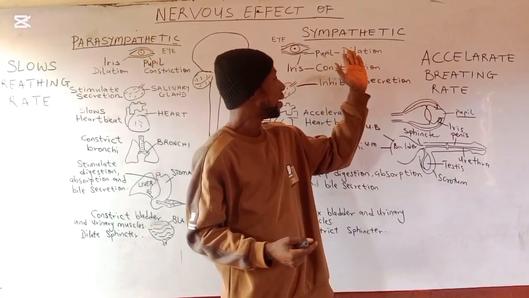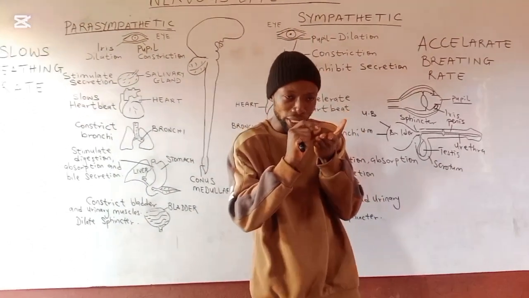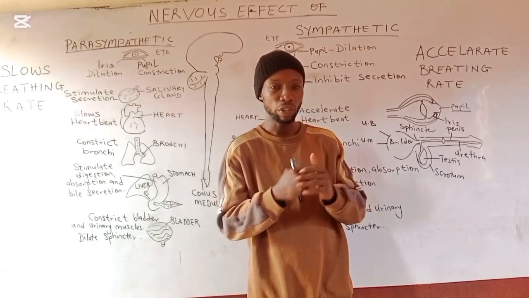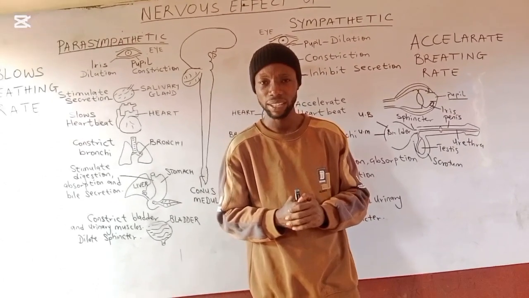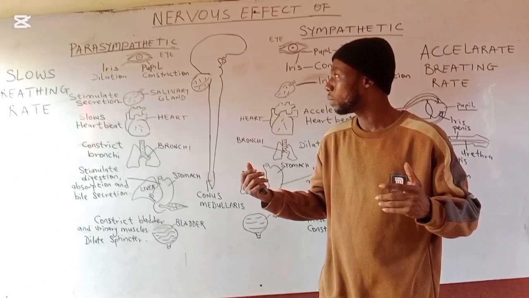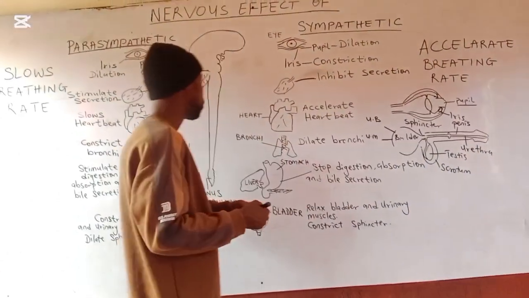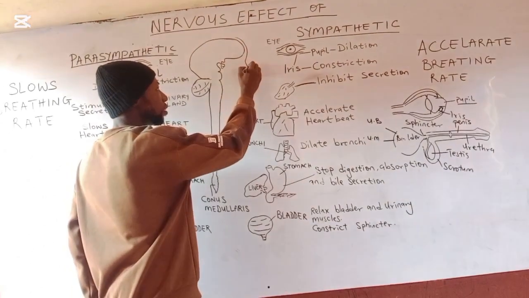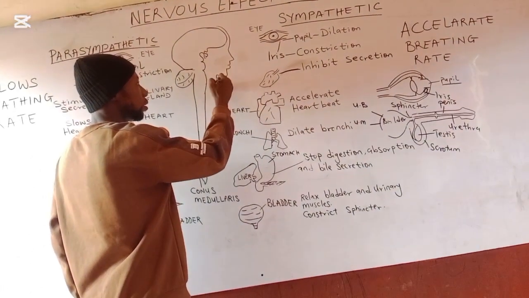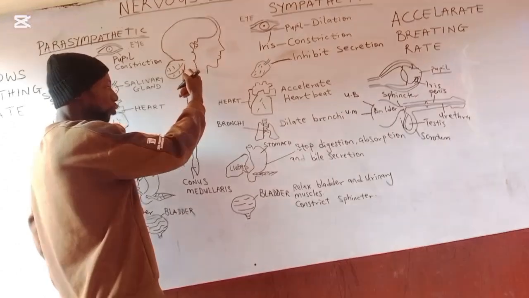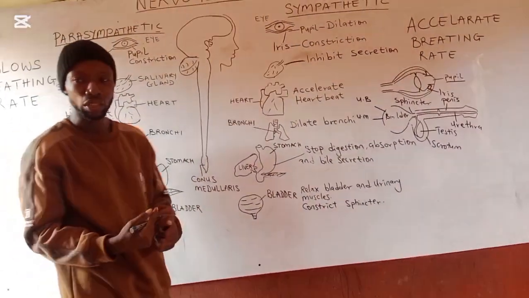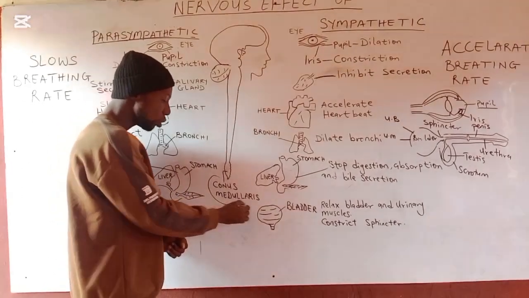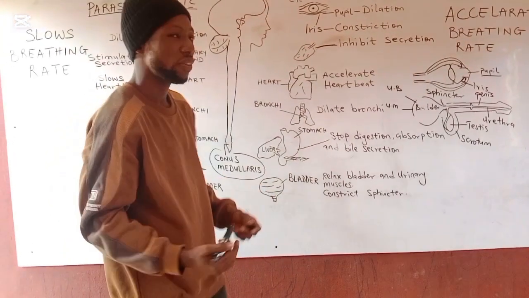Now here in the sympathetic, it constricts the urinary sphincter and relaxes the urinary muscle and the urinary bladder. So this is how the body mechanism responds to that. Of course, this is our brain, this is the front side. This is the front side of the brain that continues downward into the spinal cord, which runs down the vertebral column, and this is the terminal end of the spinal cord known as the conus medullaris.